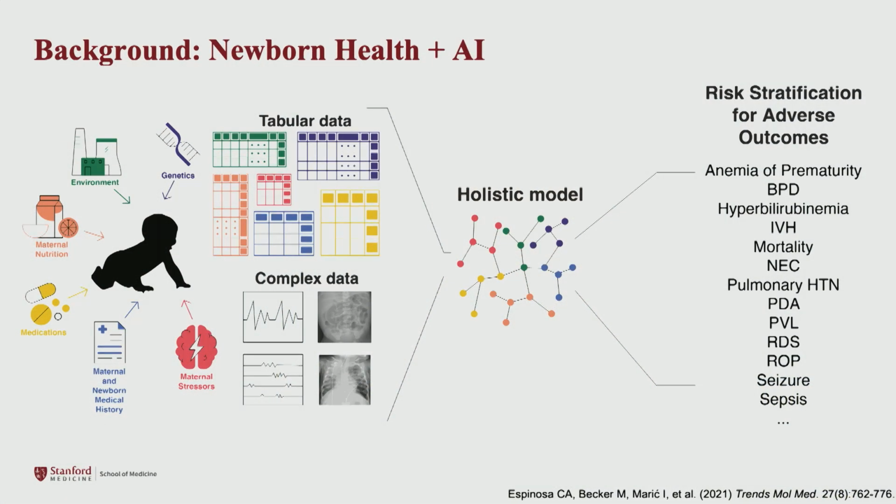So our research program comes from a place where we're using a lot of data sources within the NICU and in the perinatal period to understand holistically risk stratification for adverse outcomes, but not just that. Increasingly, how do we go beyond risk stratification to supporting clinical decision-making and interventions?